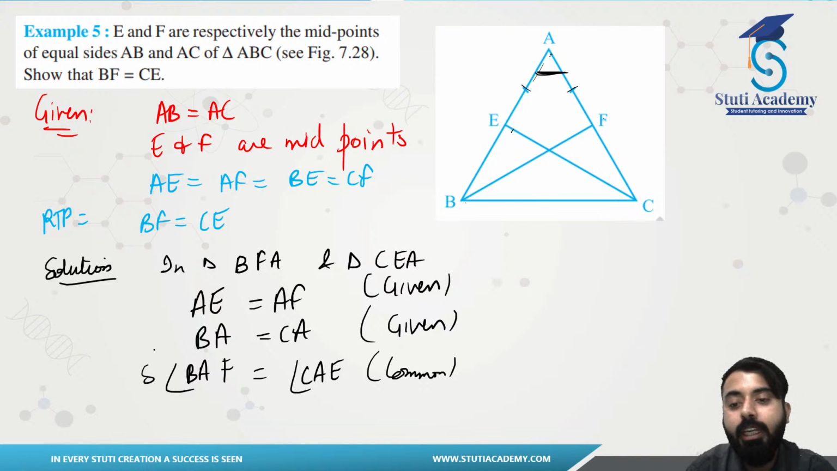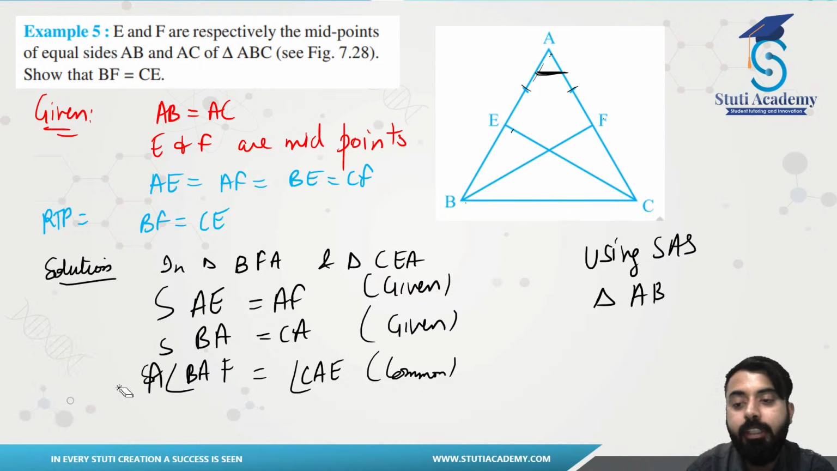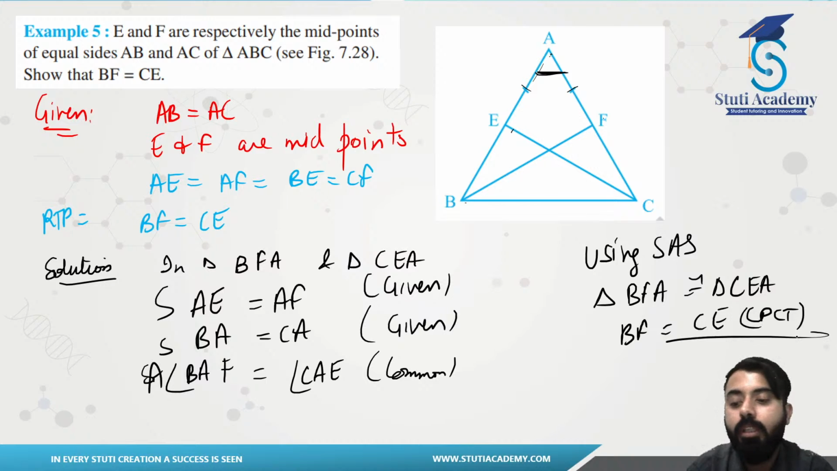So you see, using side angle side, using SAS, triangles A, B, sorry, we have named it differently. Let's write the correct name here. It was triangle BFA is congruent to triangle CEA, and you can easily say that BF is equal to CE, CPCT. I hope you were able to solve this one. This was quite easy. I hope you don't have any doubt on this, right? Now let's move forward and see what we have in the next part.